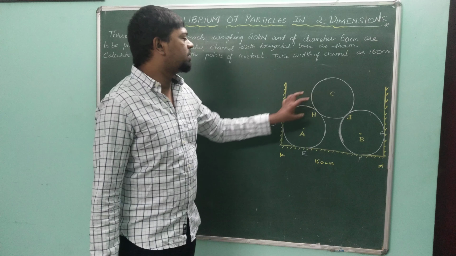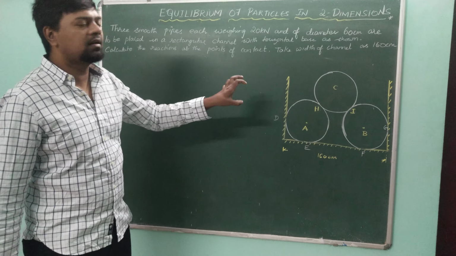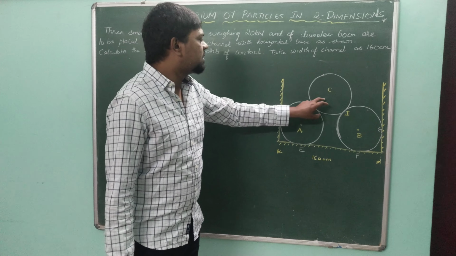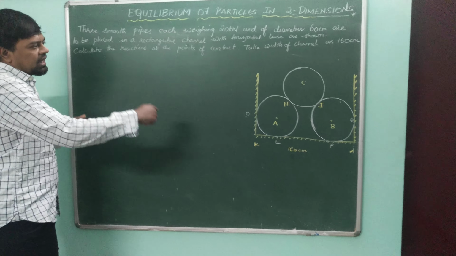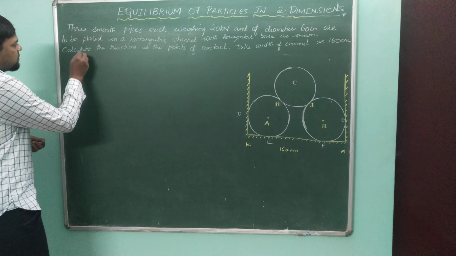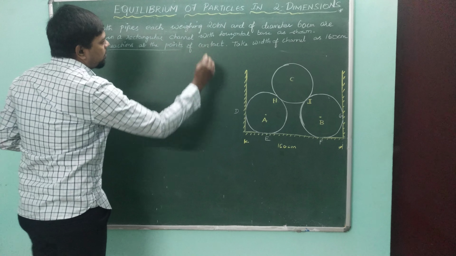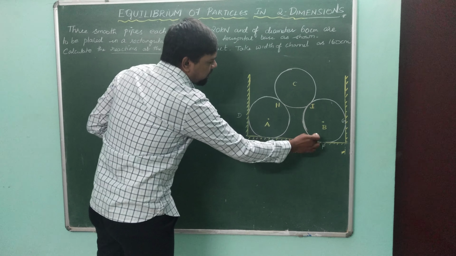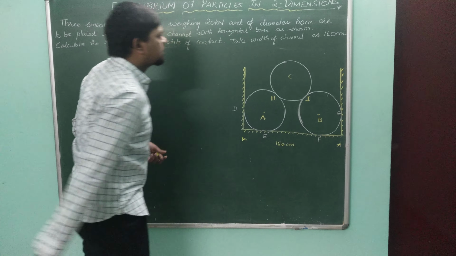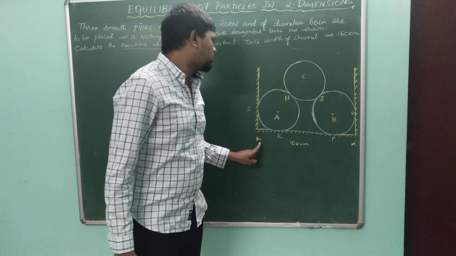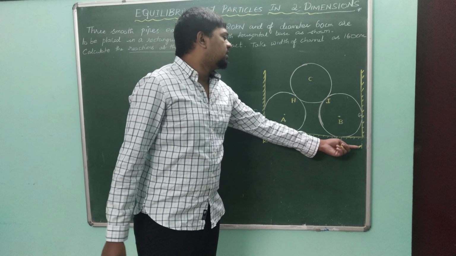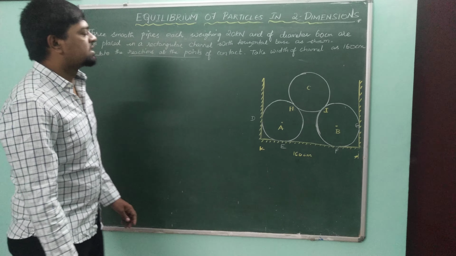So we have three identical pipes which are having contact as shown in the figure. They are placed inside a rectangular channel, and we are supposed to find the reactions at the point of contact. At various points it is having some contact. Take the width of the channel as 160 centimeters.